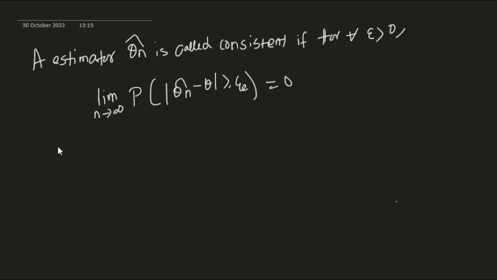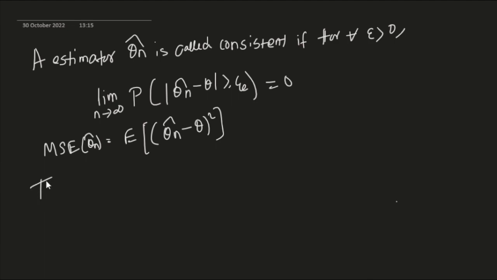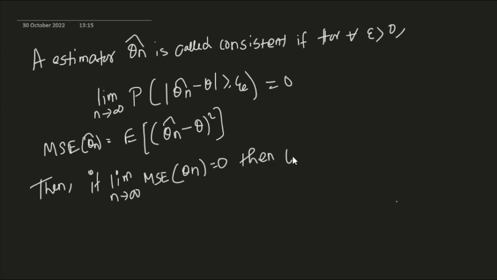Now obviously we also defined that MSE of θn was simply equal to the expectation of (θn minus θ) squared, right? Then we see that if the limit as n tends to infinity of MSE of θn equals 0, then θn is consistent. This is another property. We can prove it as follows.